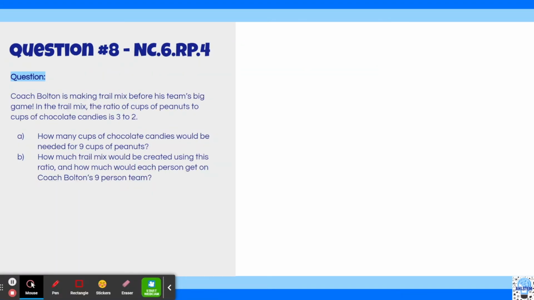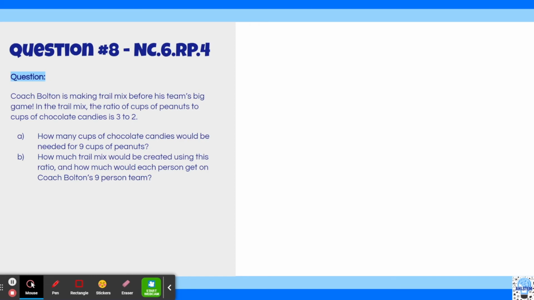Yay, you guys made it to the last problem, problem number 8. Let's go ahead and start this. So, Coach Bolton is making trail mix before his team's big game. In the trail mix, the ratio of cups of peanuts to cups of chocolate candies is 3 to 2. So there are 2 problems in this. So first, how many cups of chocolate candies would be needed for 9 cups of peanuts? And next, how much trail mix would be created using this ratio, and how much would each person get on Coach Bolton's 9-person team? So take a second and pause this and solve the video. And when you're done, unpause and I'll reveal the answer for you to check.